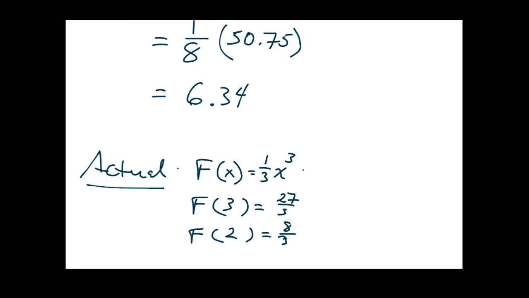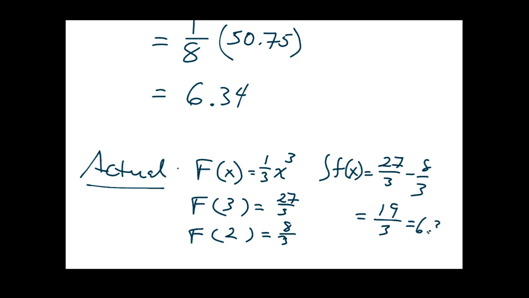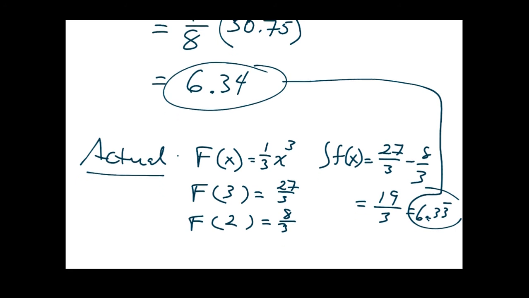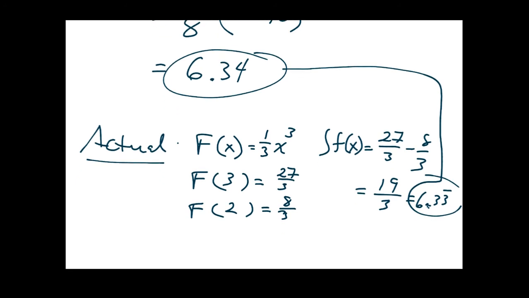And if you subtract these two numbers up here, we're going to end up with, I'm kind of using my equal sign loosely here. I should have put an integral sign. Let me do this the right way. So the integral of our function is going to be 27 thirds minus 8 thirds. Since I already have a common denominator, I can get 19 thirds. And if you're good with your decimals of thirds, you know that that's 6.33 repeating. Pretty close. That 6.34 was pretty close to my actual answer. It was just a little bit of an overestimation.